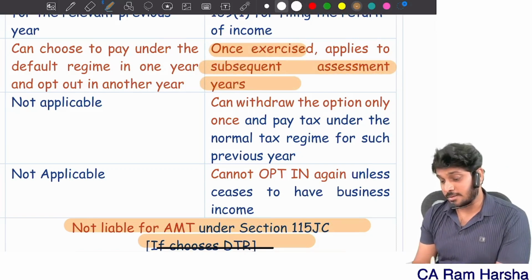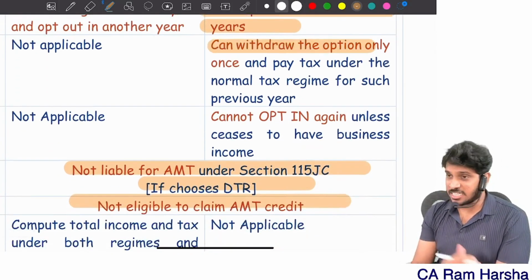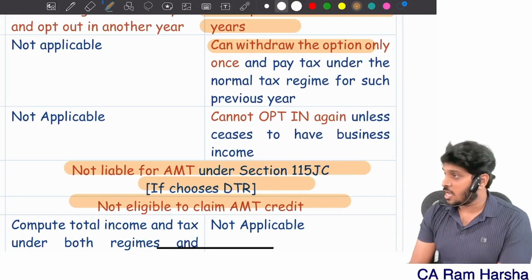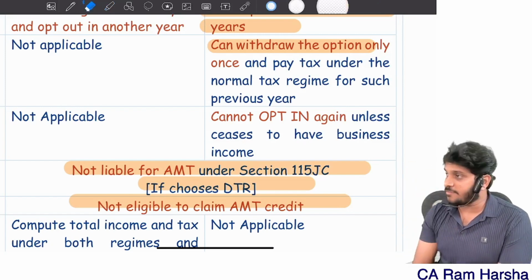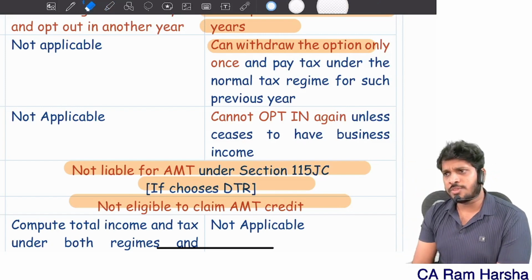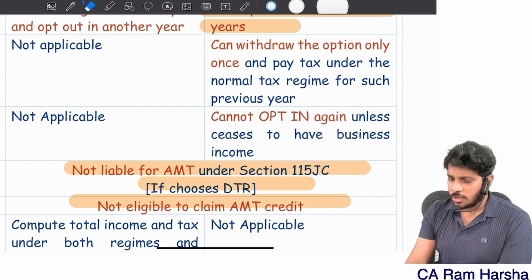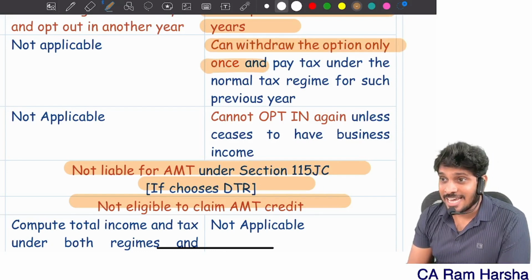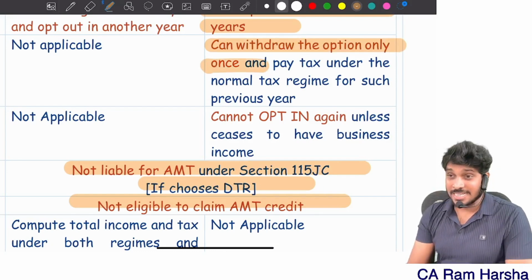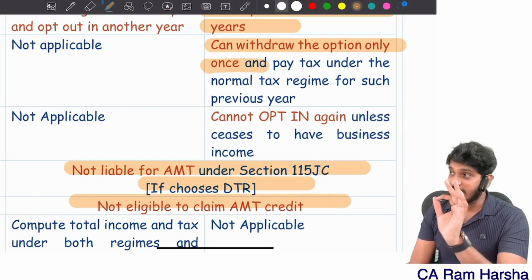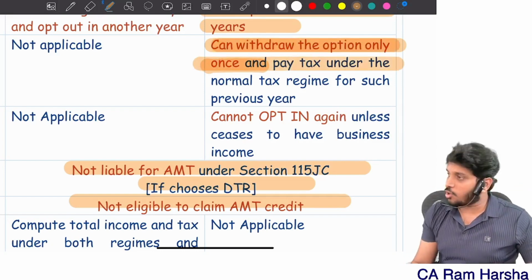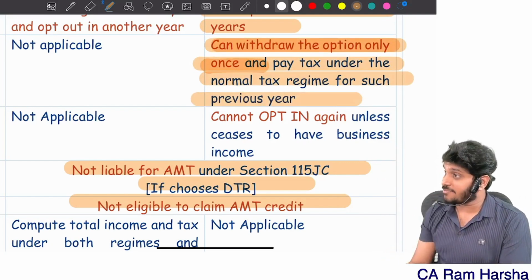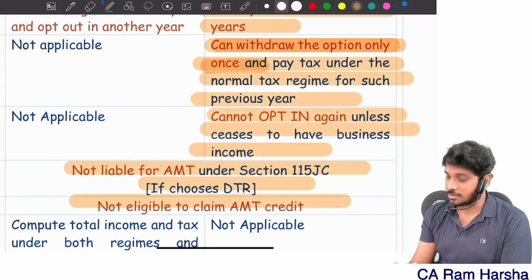For example, last year, without knowledge, I chose the default regime and I'm losing 35 AD and all the tax benefits and incentives. Okay, you can withdraw from the default tax regime. Which SSE am I talking about? An SSE having PGBP income. He can withdraw only once and pay tax under the normal regime. Next year, if he wants to pay under default again, no, you cannot opt in.